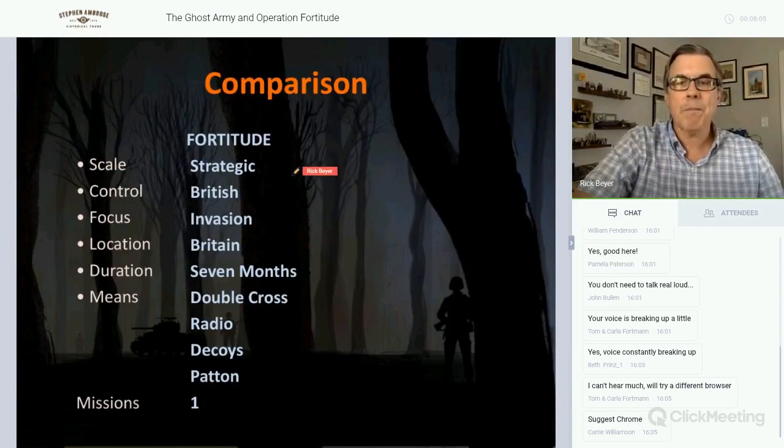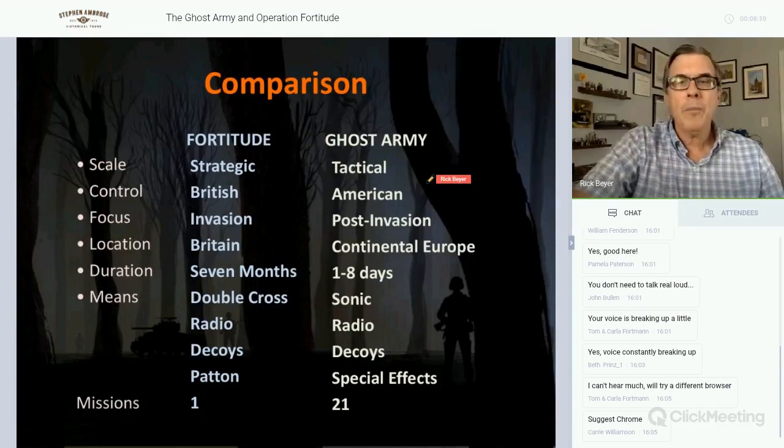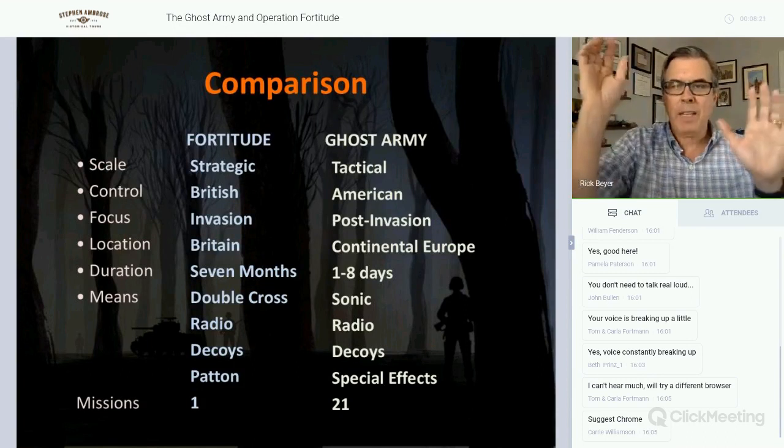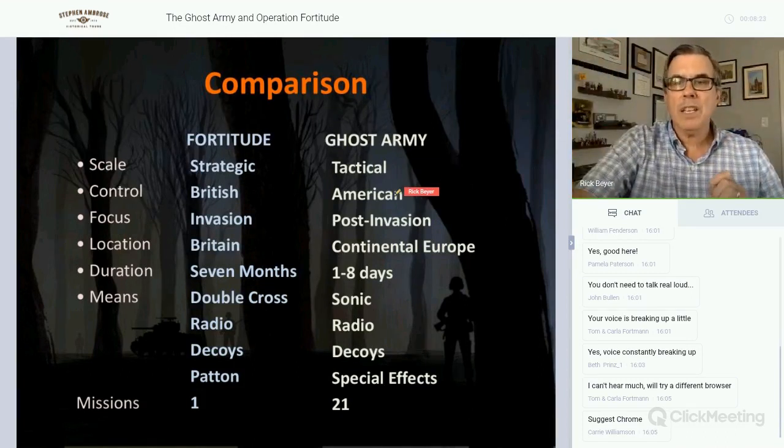Now, comparing Operation Fortitude to the Ghost Army, the Ghost Army was involved in tactical deceptions. These are much smaller scale battlefield deceptions lasting a very short time, not affecting the entire theater. It was entirely an American unit. It was controlled by American officers. It was staffed entirely by American GIs, and it only impersonated American units.